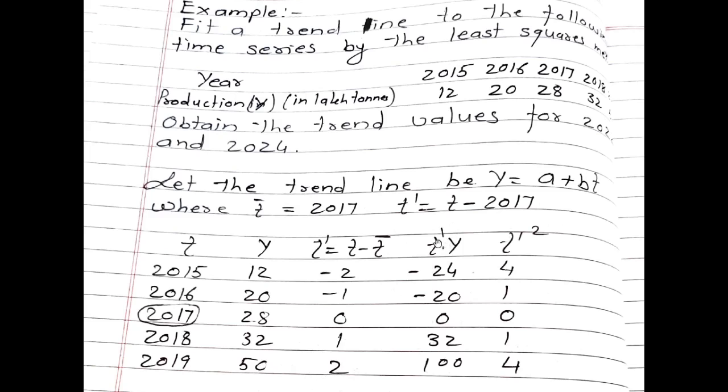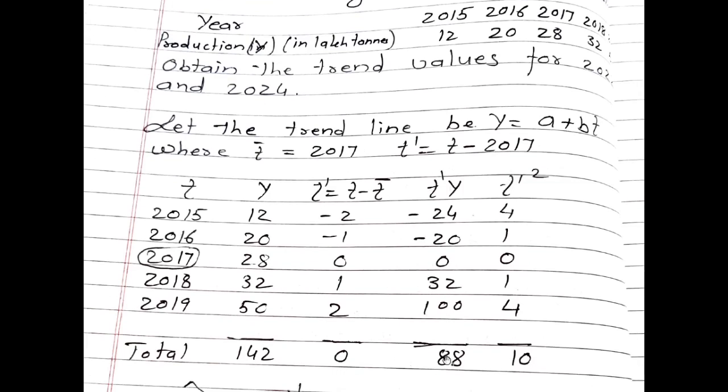Now we will calculate t'y as minus 2 into 12, that becomes minus 24; minus 1 into 20 becomes minus 20; 0 into 28 becomes 0; 1 into 32 is 32; 2 into 50 is 100. We need t'² also. So minus 2 square becomes 4; minus 1 square becomes 1; 0 square is 0; 1 square is 1; and 2 square becomes 4.